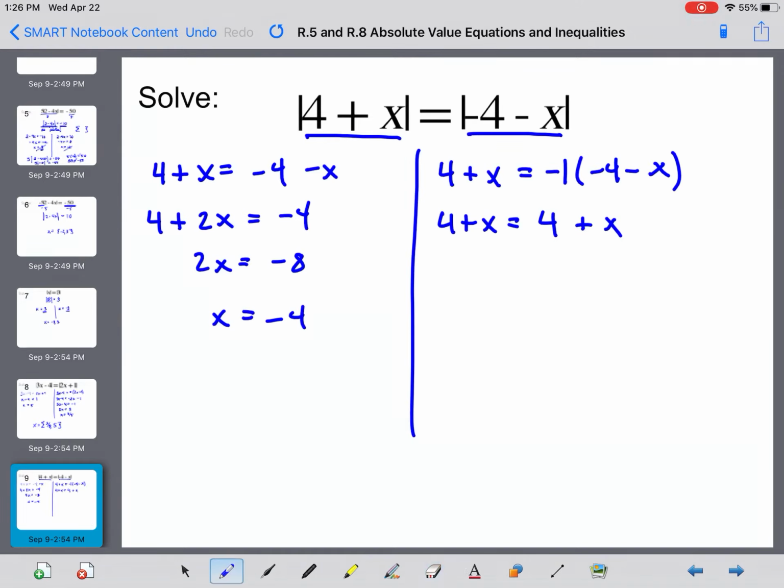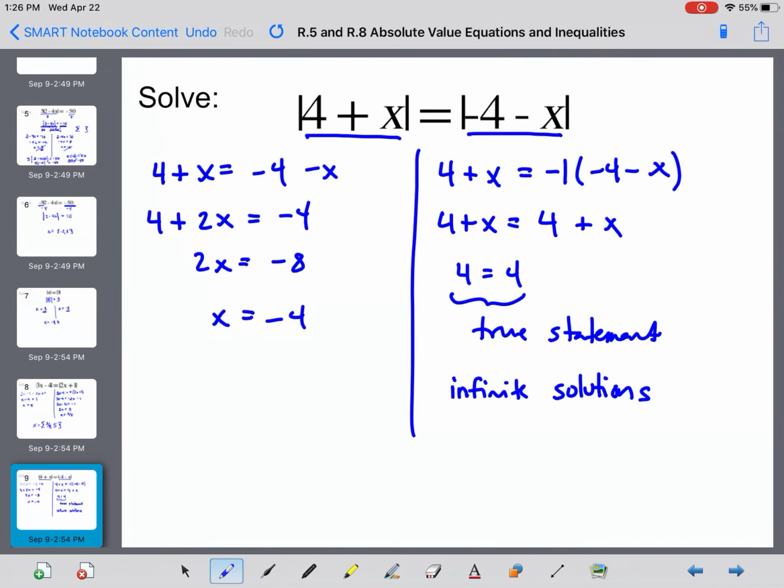Now if you notice here, I actually have x's on both sides. So if I take away x from both sides, I'm left with the statement 4 equals 4. That is a true statement. Okay, 4 is always, always, always equal to 4. So what this tells me, because that's a true statement, is that this one, in fact, actually has infinite solutions. All real numbers would satisfy this equation.